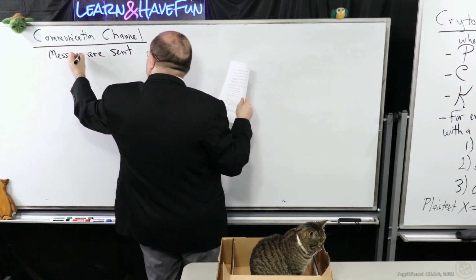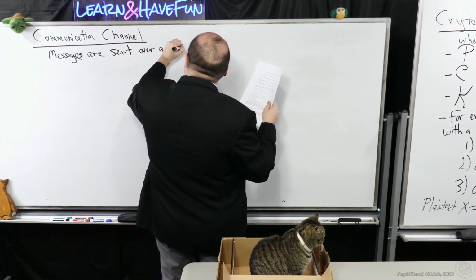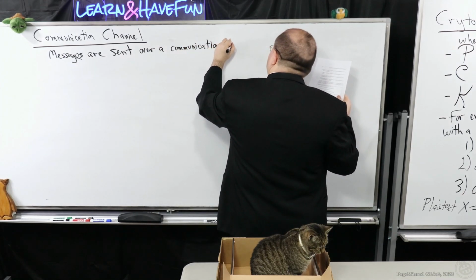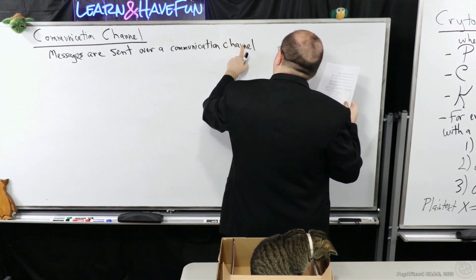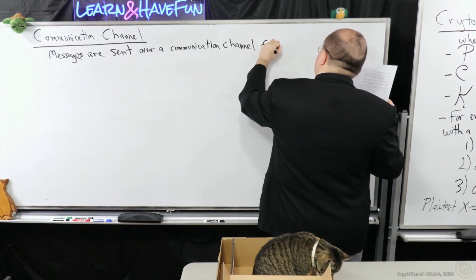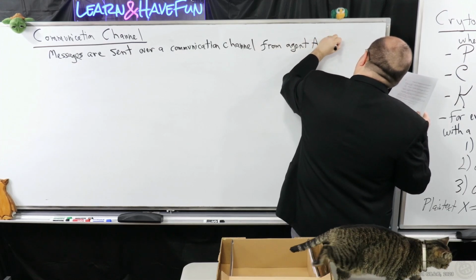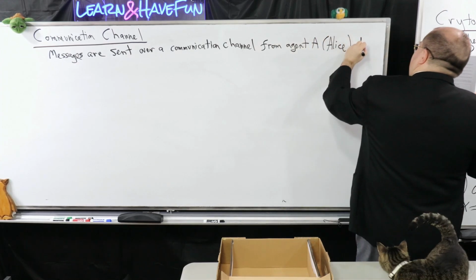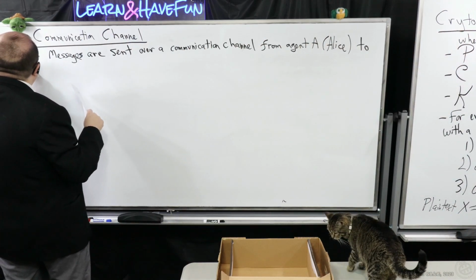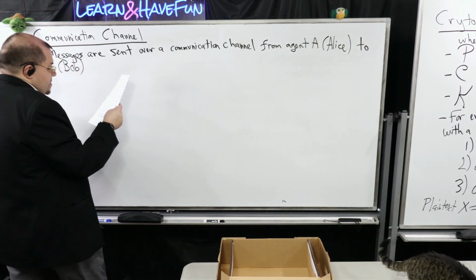So messages are sent over a communication channel. I haven't really told you what that means yet. Communication channel, and this is involving two agents. A channel from agent A, so I'll refer to this as Alice, to agent B, and this will be Bob.